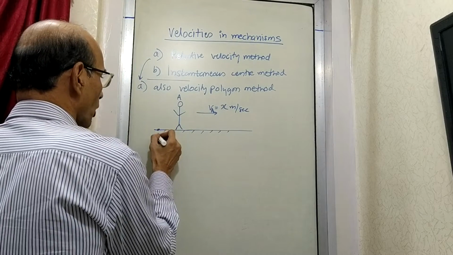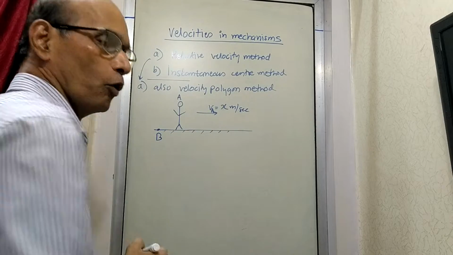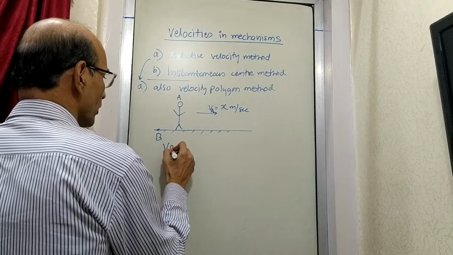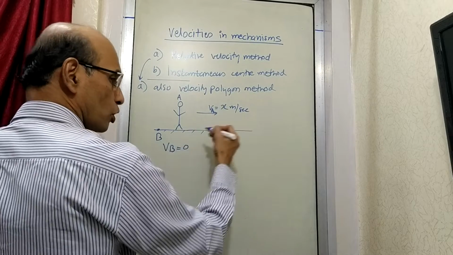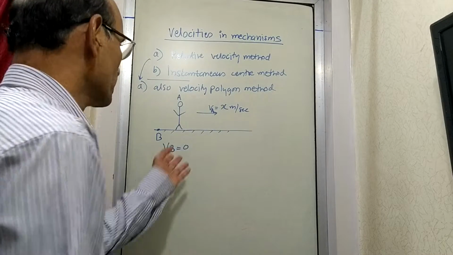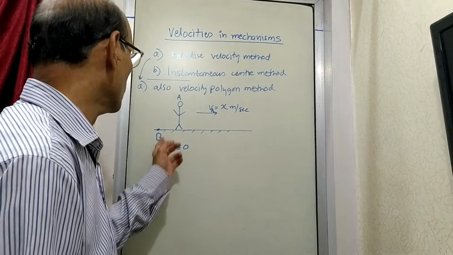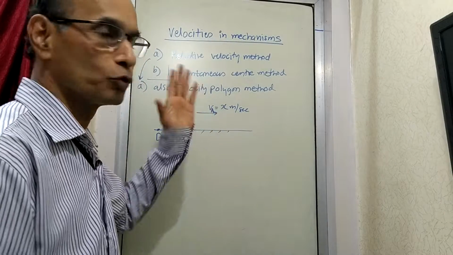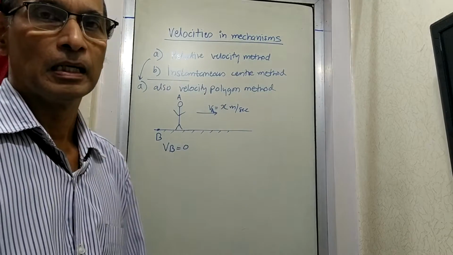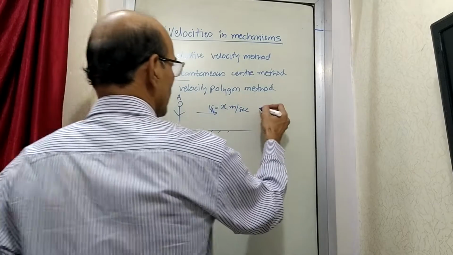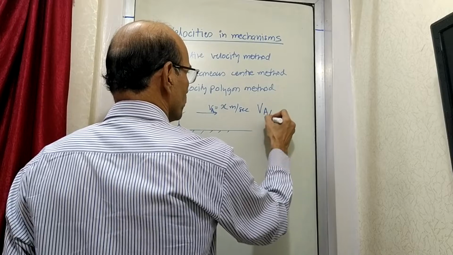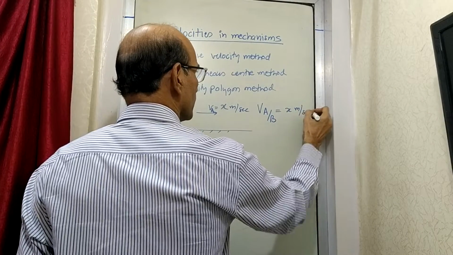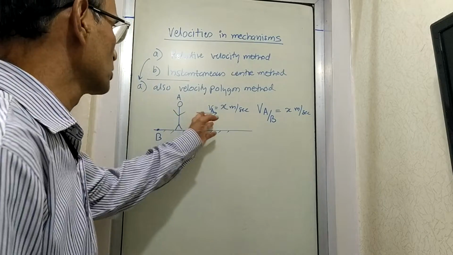Let us call this point B, which is a point on the floor, having velocity 0. What is the velocity of B? Velocity of B is 0, because it is the road, and the road is stationary. So the velocity of A is whatever is shown here. Now we can also say that this velocity of A is with respect to B, it is x meters per second. That means with respect to B, the velocity is so much.